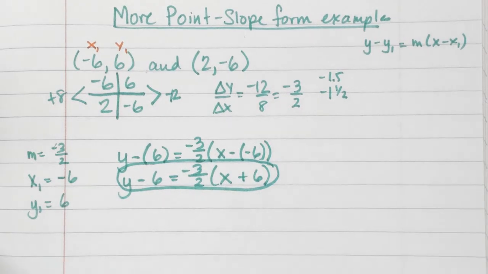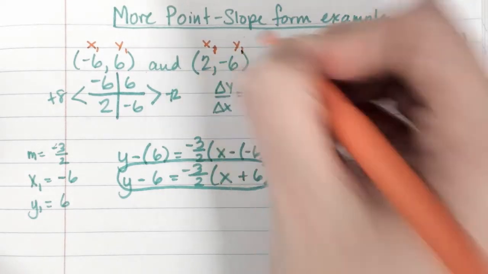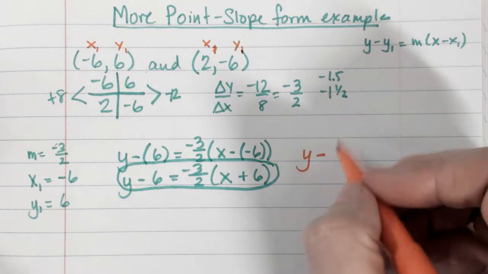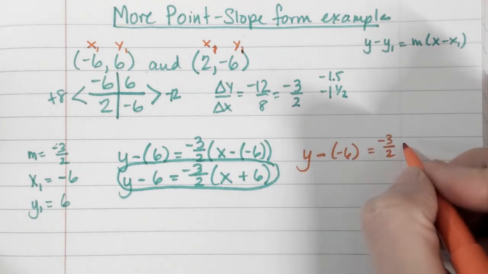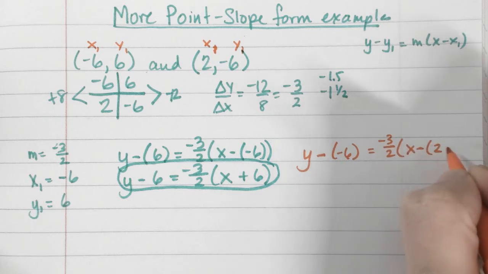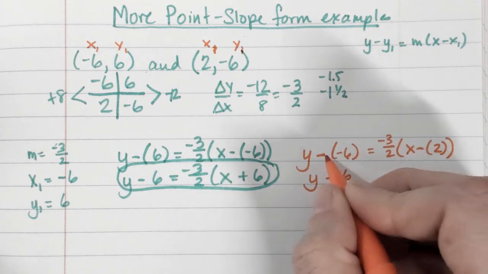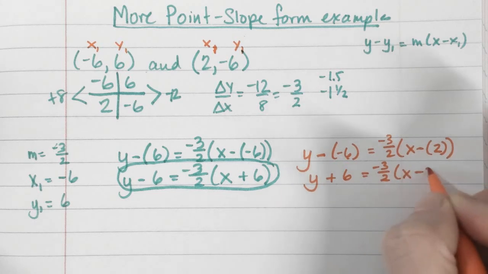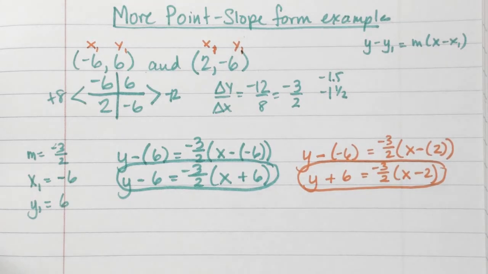If I want to do the same thing, I can write the other one in point-slope form. I would do y minus y1, which is negative 6, equals m times x minus x1. Then I would do the same thing: y plus 6, because double negative makes a positive, equals negative 3/2 times x minus 2. And that is also point-slope form. Since I have 2 points, I have 2 possible point-slope form equations.